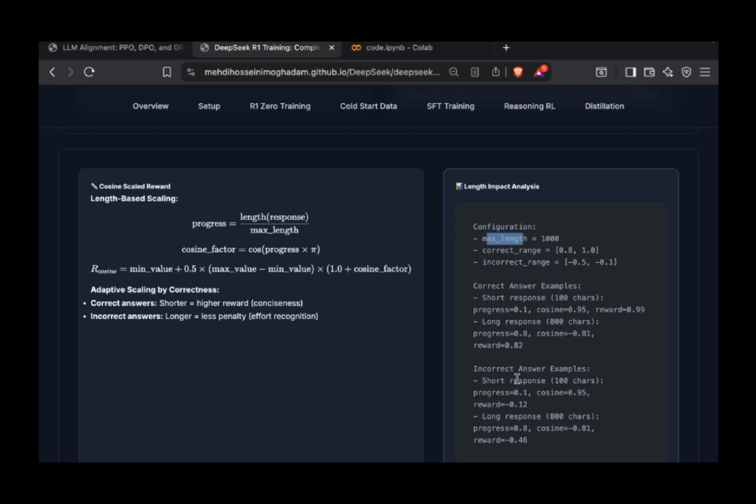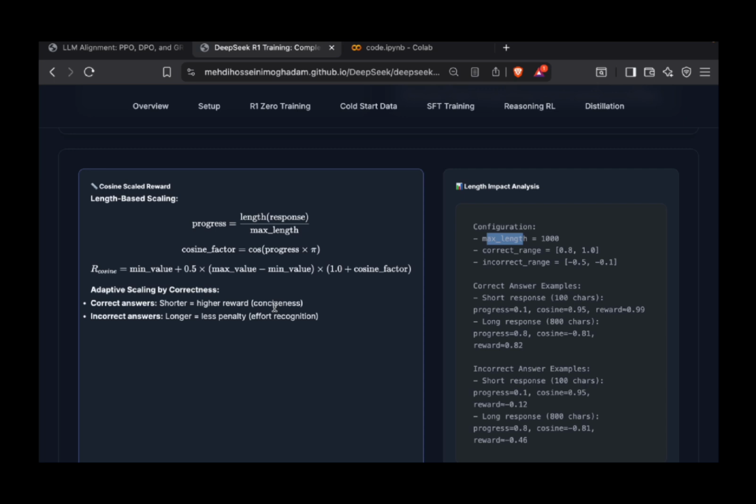And in the case of an incorrect answer, incorrect but short, the reward would be minus 0.12. And on the other side, if we have incorrect and long, it has minus 0.46. So this is technically how the reward function works in terms of length.